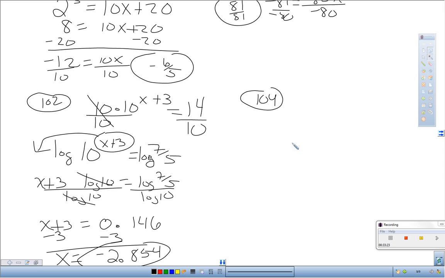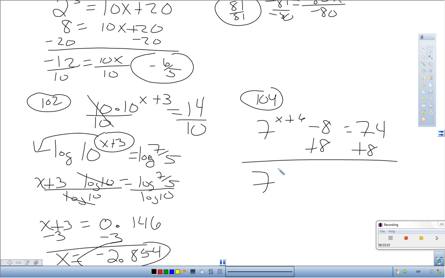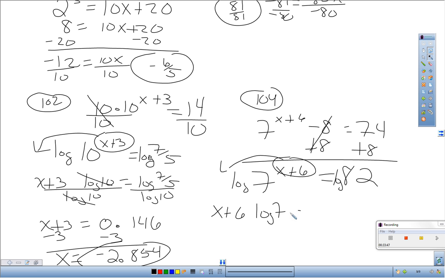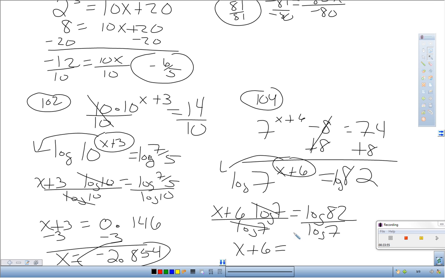And then for 104, you've got 7 to the x plus 6 minus 8 equals 74. So you're going to add 8 to both sides. You're going to get 7 to the x plus 6 equals 82. You're going to log both sides so the x plus 6 comes down. So you're going to have x plus 6 log of 7 equals log of 82, and then just divide by log of 7. That leaves me x plus 6, and now let me use my calculator.